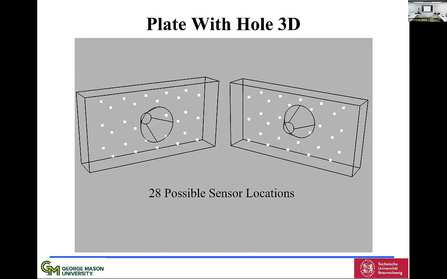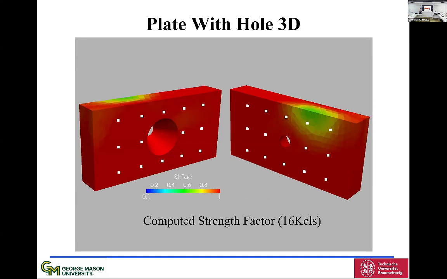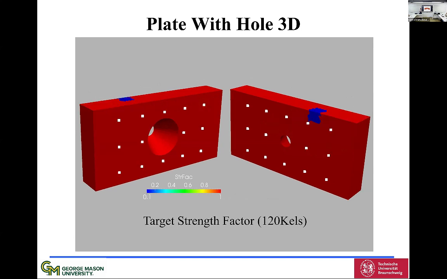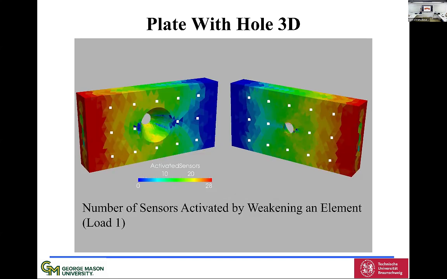And so here's a case where we have the same plate with the sensors, and we want to find out which are the best sensors we should use. So this is the damage region there. This is what you get for all of those sensors on the 16,000 element mesh. This is on the 120,000 element mesh. So you get a sharpening there.